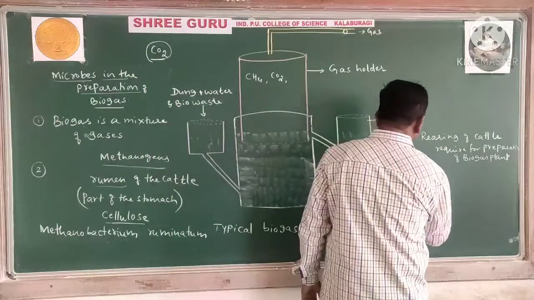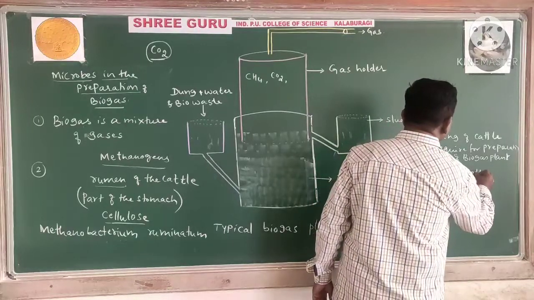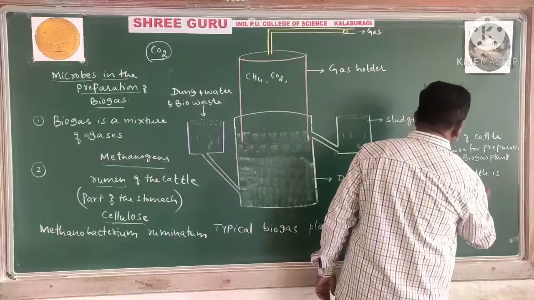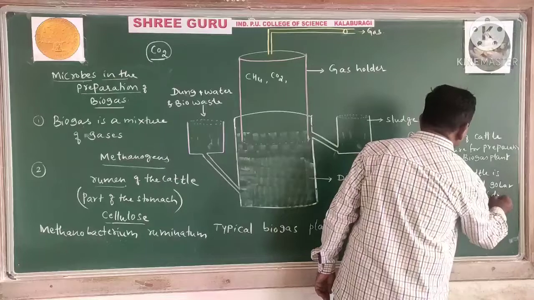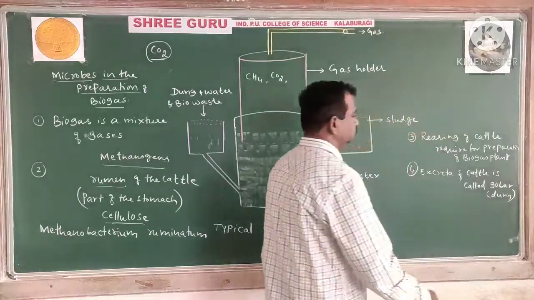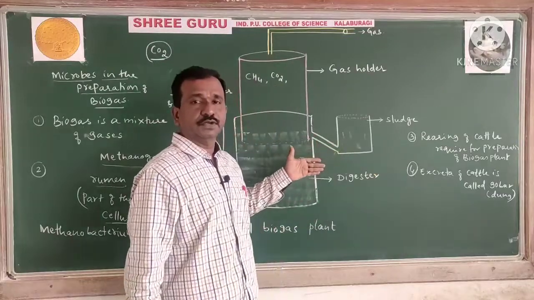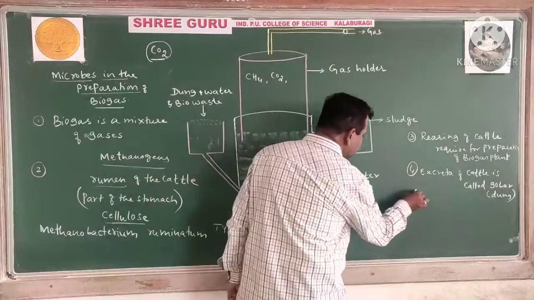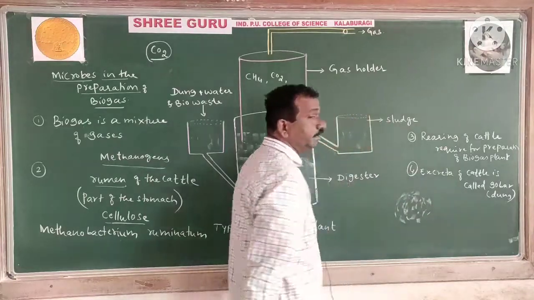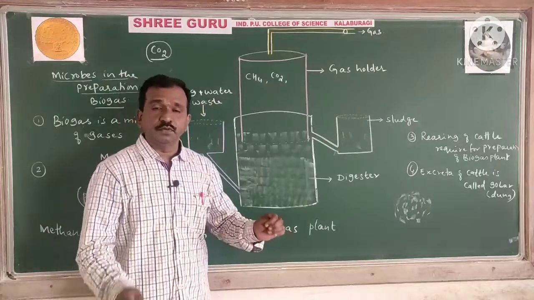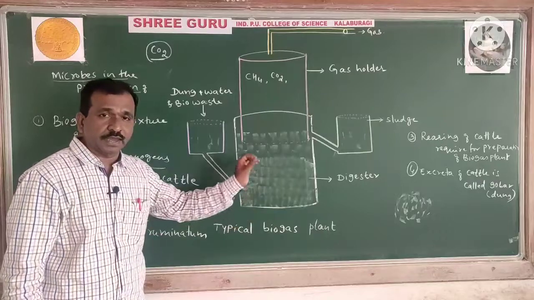So here the excreta of cattle is called gobar, or dung. This is the dung which is responsible for the preparation of biogas. In this dung, that is, the waste product, you can observe that it may contain the Methanobacterium.